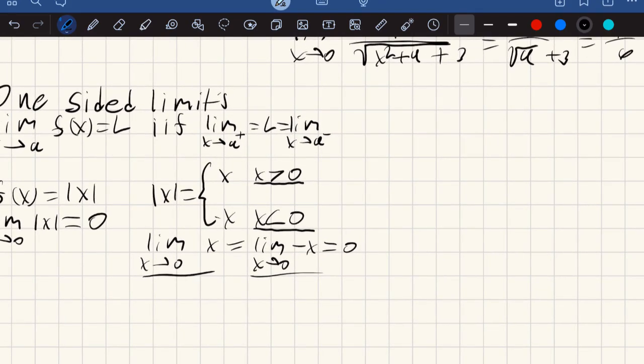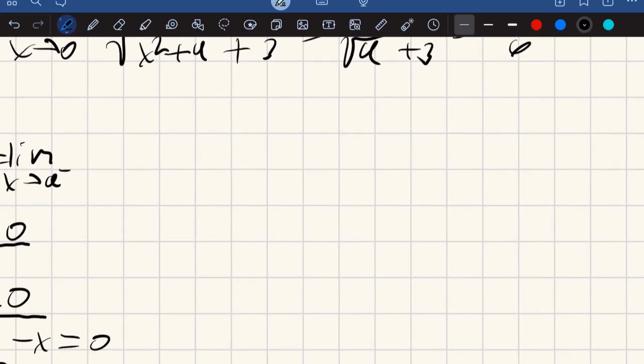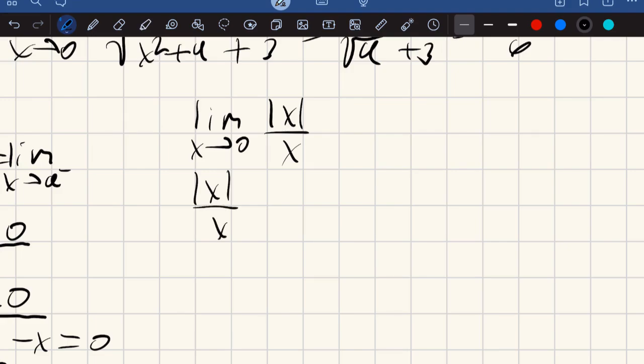Now let's do another absolute value problem. What if we have the limit as x approaches 0 of absolute value of x over x? Let's write it as a piecewise function again. This would equal x over x, which is just 1, when x is greater than 0, and negative x over x, which is negative 1, when x is less than 0.